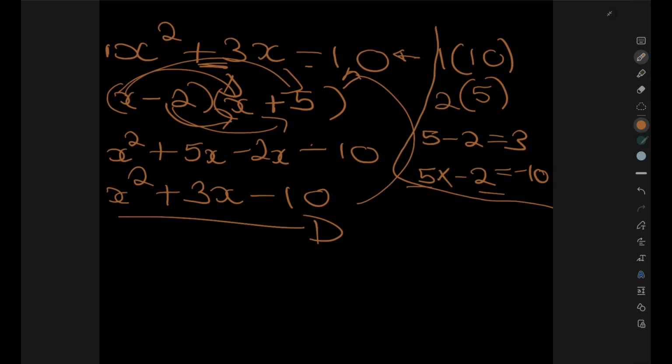equation. So the steps are basically the same as the previous one. The only thing that changed here is the sign in front of the constant, which is 10, right?